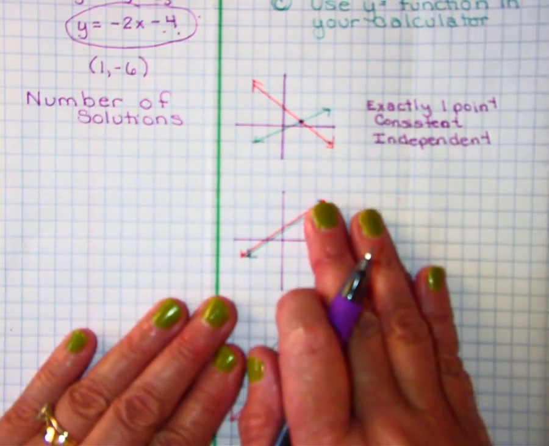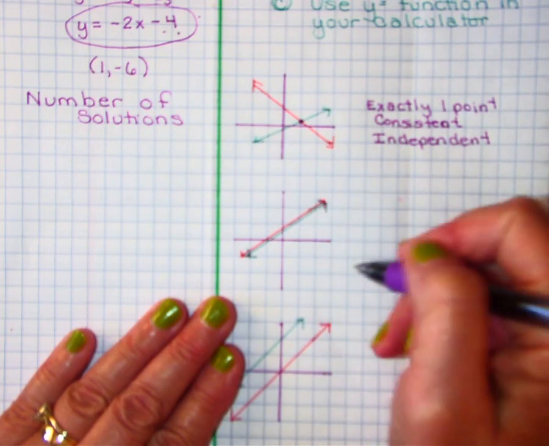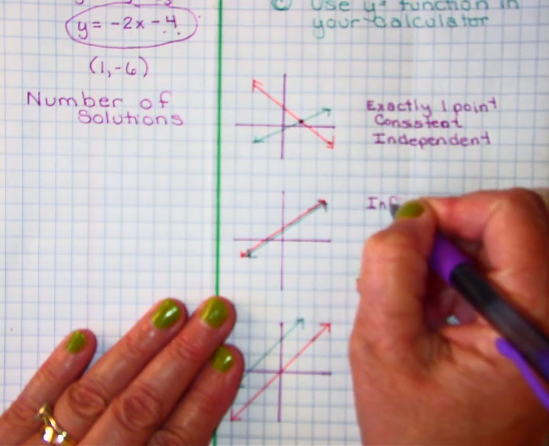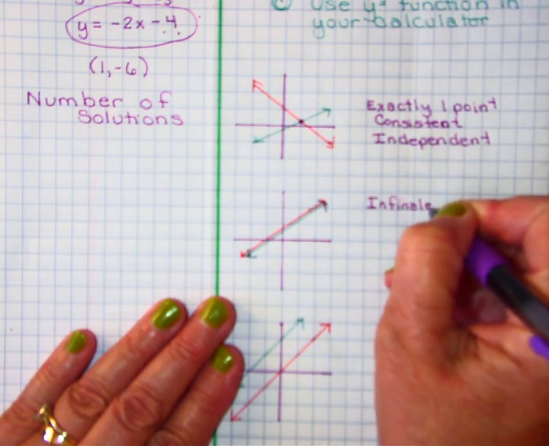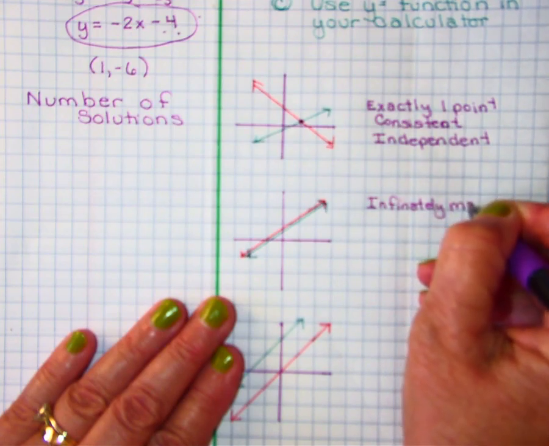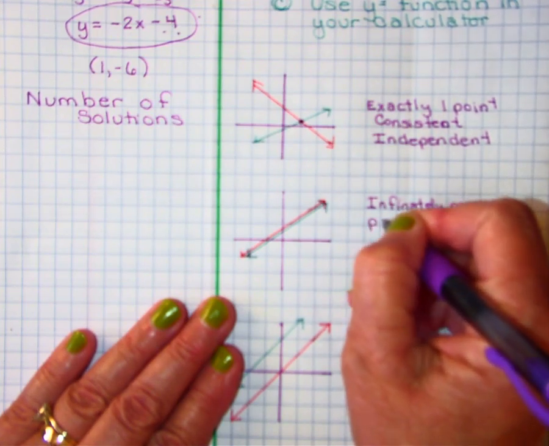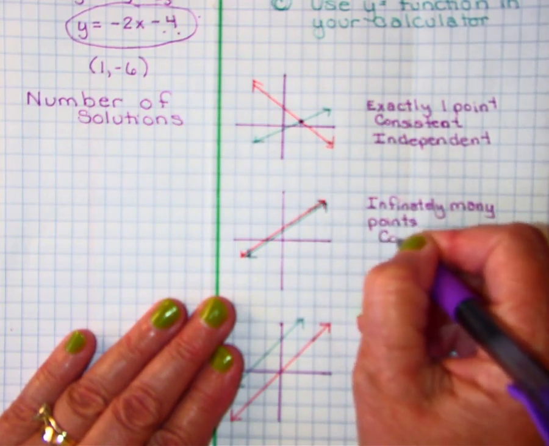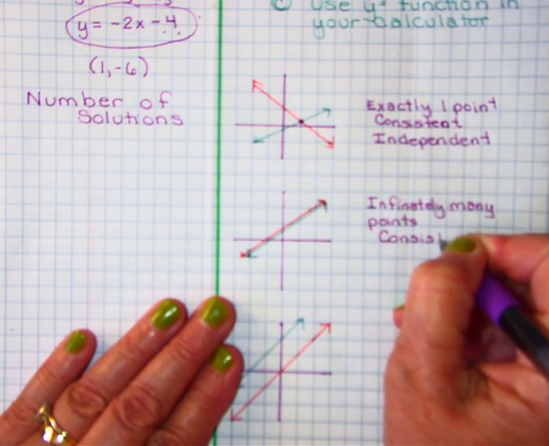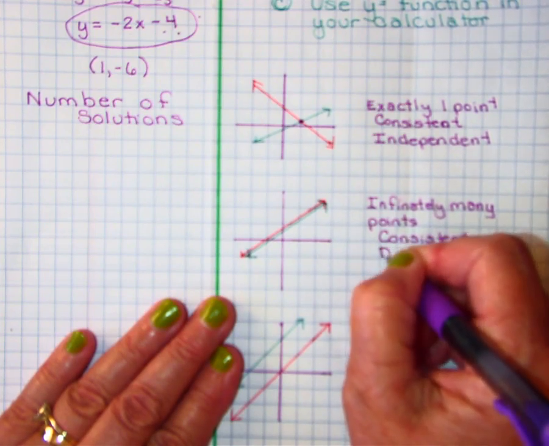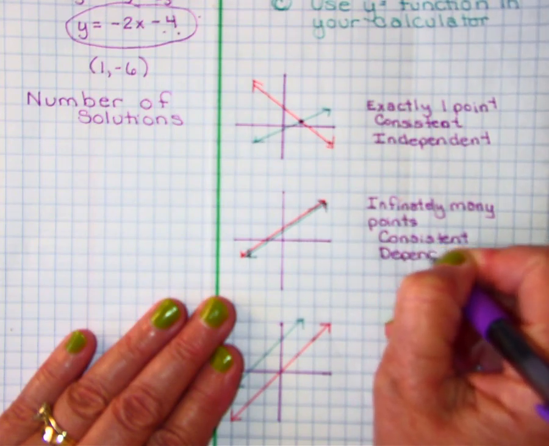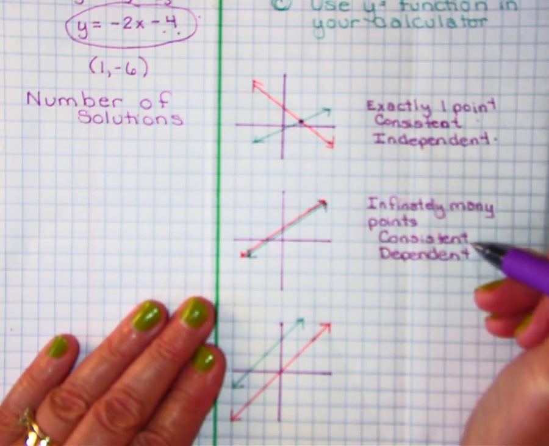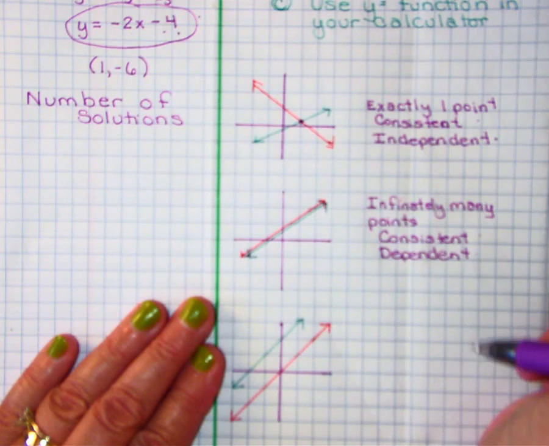The second type of solution is when A and B are really the same line. In this case, we'll get infinitely many points, because every point on both lines intersects. So this is a consistent solution because we do get one, but it is dependent. Okay, so we want a consistent independent solution, but sometimes we're stuck with the consistent dependent.